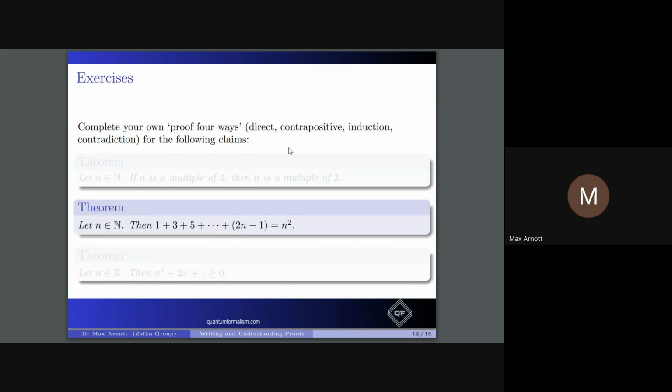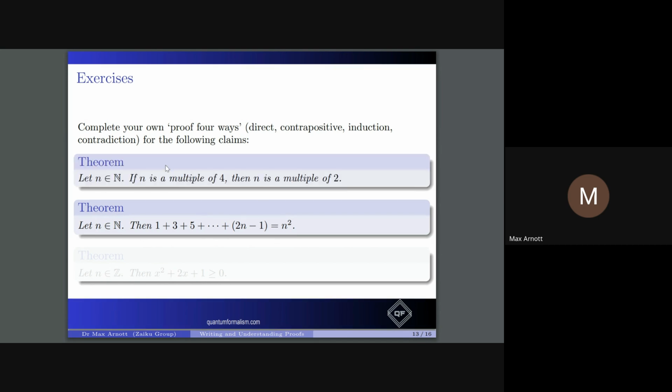And lastly here, we've got some exercises. I've asked you here to complete your own proof four ways: direct, contrapositive, induction, and contradiction, for the following claims. For some reason, this middle one's highlighted first. But the first claim here is saying that if n is a natural number, then the sum of all the odd numbers up to 2n minus 1 is equal to n squared.